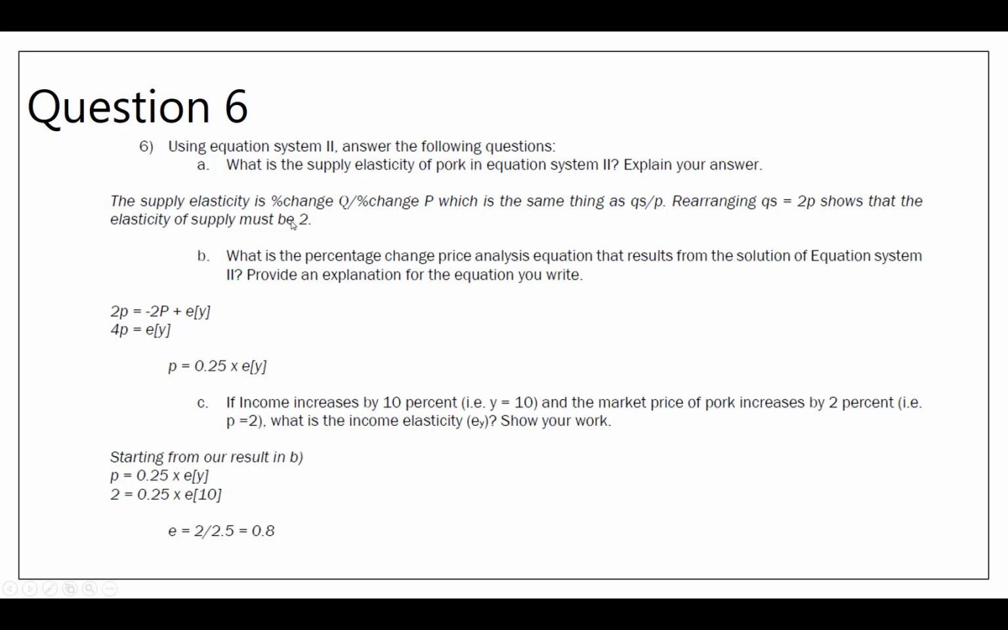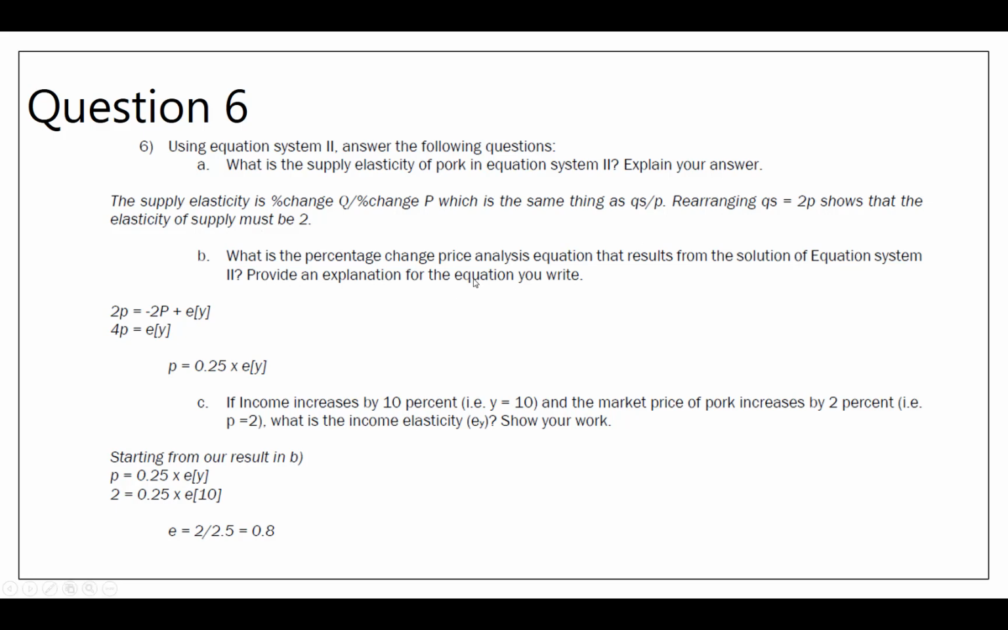Explain your answer. So the supply elasticity is just 2 because what is the definition of a supply elasticity? It's percentage change in quantity divided by the percentage change in price. That is the same thing as saying QS, which is a percentage change variable, divided by P, which is the percentage change in price variable. Okay, so that ratio is the elasticity, and so if you take QS is equal to 2P, divide both sides by P, the elasticity must be 2.